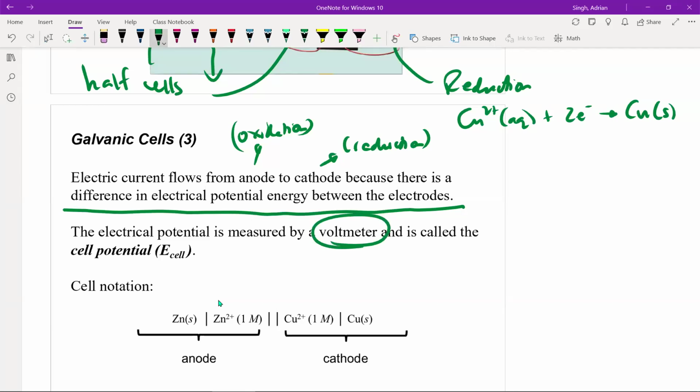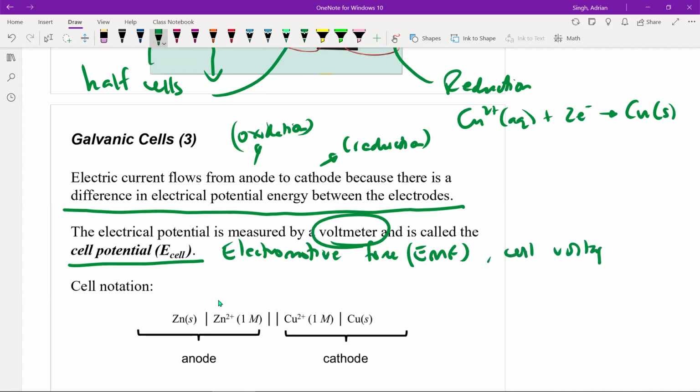for example. And we call that amount of voltage the cell potential, often abbreviated as E subscript cell, or sometimes it's called the electromotive force, often abbreviated as EMF, or the cell potential, or the cell voltage. All of these are used interchangeably to refer to that voltage that can be measured when we connect these two half cells with each other.